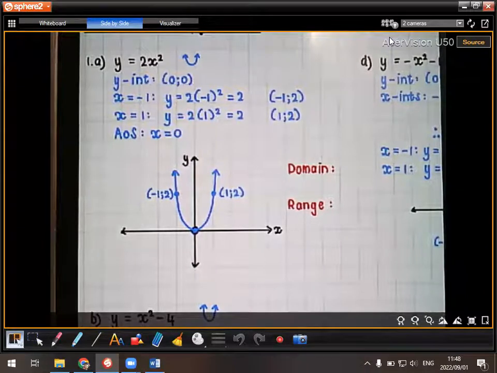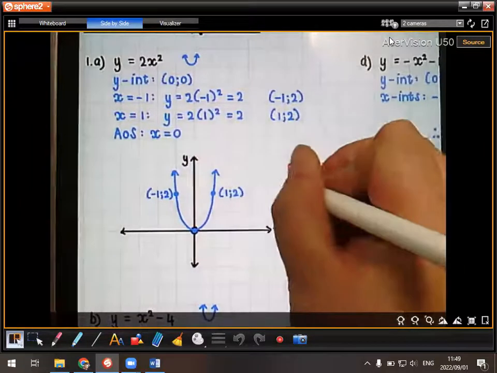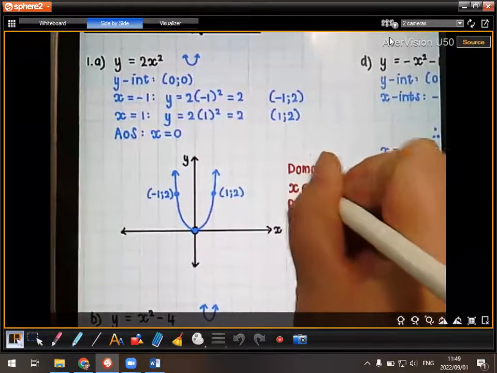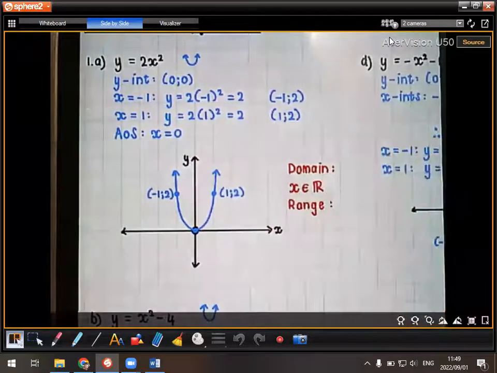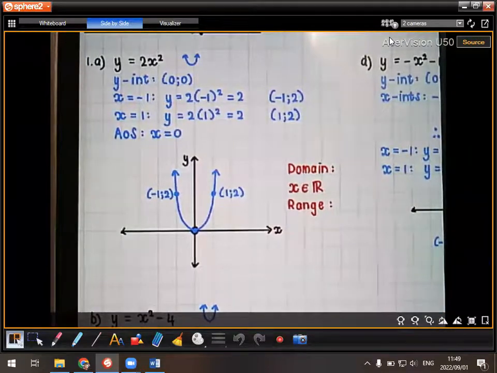Okay, 1A, guys. For that one, we're going to write down the domain and the range of this graph quickly. So we'll just go back to 1A. Domain is always x an element of the real numbers. You'll never have a parabola that stops on one end and has an arrow on the other. It keeps going on both sides, so x is an element of the real numbers.